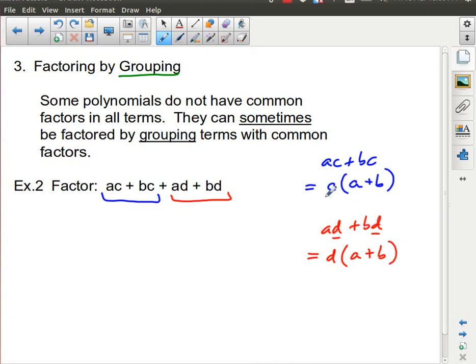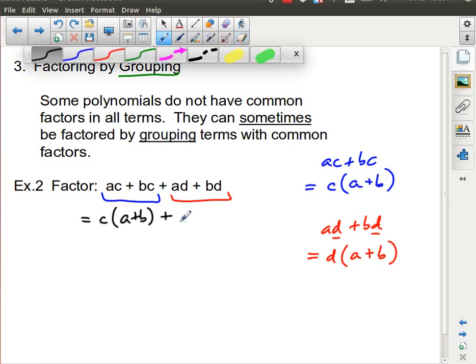Now, factoring by grouping is something we try. It's not always going to work. It was chosen in this example, so it is actually going to work in this example. So we end up with that is equal to, I take out my common factor of C, A plus B, plus my common factor of D. Be careful, I don't want my D's to look too much like A's. D, and that's going to be A plus B.